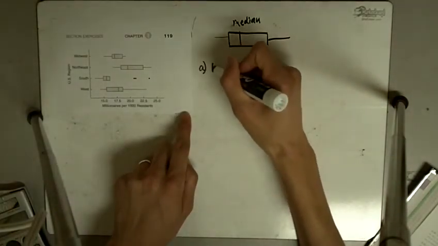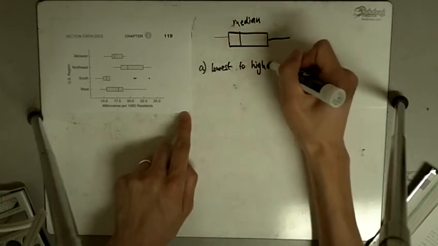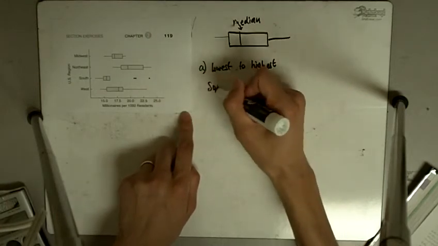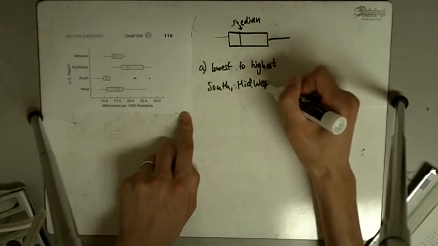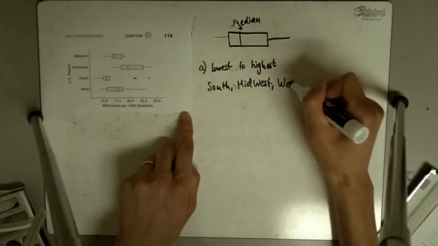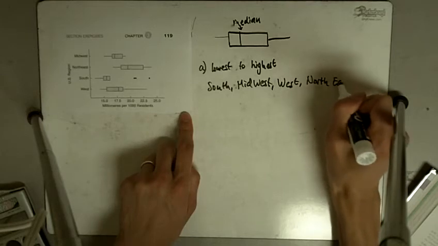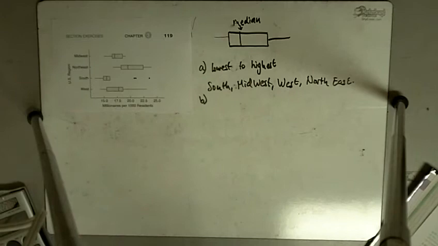So from lowest to highest, the median is that middle line. The lowest is South, followed by Midwest, then the West, and then the Northeast. The number of millionaires per 1,000 people.